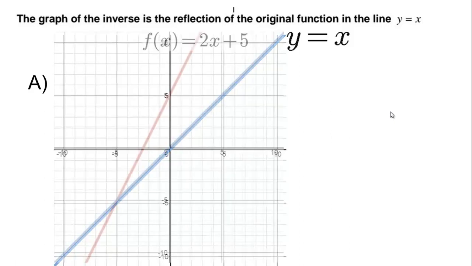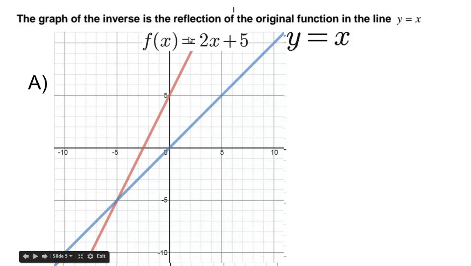So the graph from part A was f of x equals 2x plus 5, with a y-intercept of 5 and a rise over run of 2 over 1, and so this red line is the graph of y equals 2x plus 5. Remember that we graph it with a y-intercept and a slope, and the slope is 2 over 1, so go up 2 and over 1.